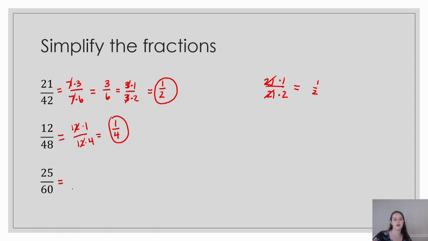And then 25 over 60, well, let's see. Got a 5 and a 0, so let's take out a 5, see what happens. 5 times 5 over 60 is 5 times 12. Important to know your times tables here, especially if you don't have a calculator. Then you've got 5s that you can cancel out, and you're left with 5 over 12. And that's how you would simplify your fractions by hand.